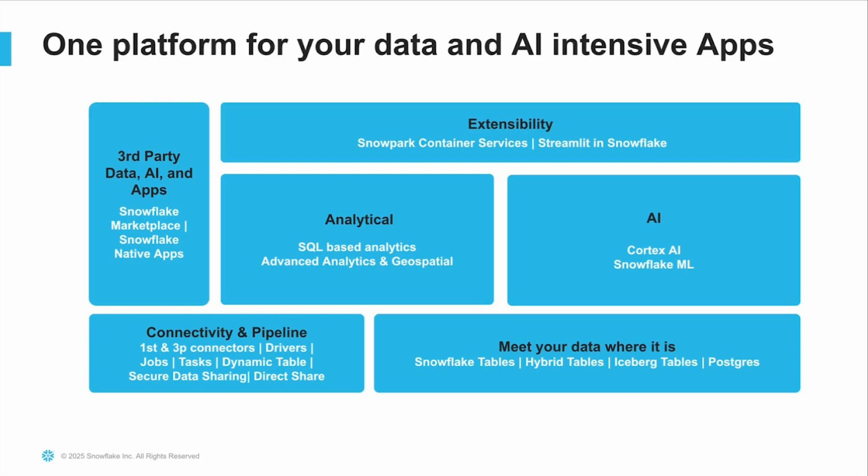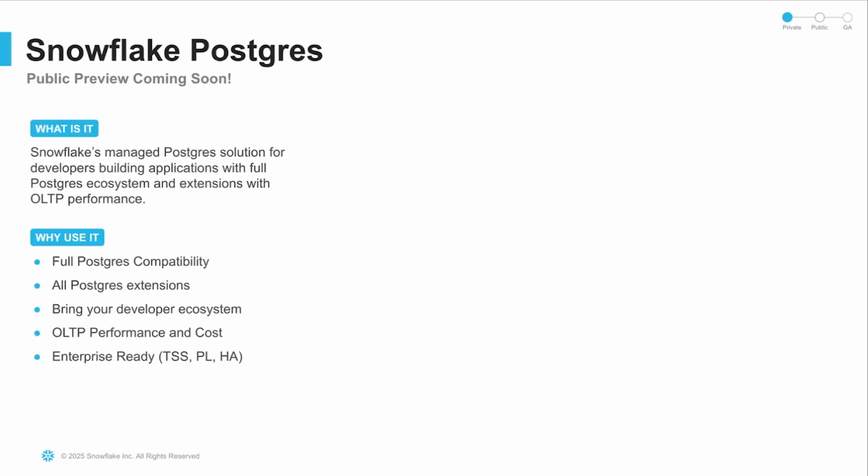At the top layer, we have the extensibility framework with Snowpark Container Services and also Streamlit in Snowflake that lets you build great applications. With all of the data foundation, the analytics and AI services, and the extensibility framework, you can really build amazing third party data, AI, and applications. And for that, we have the Snowflake Native Applications Framework that allows you to package your data and your code into applications that you can distribute on Snowflake Marketplace.